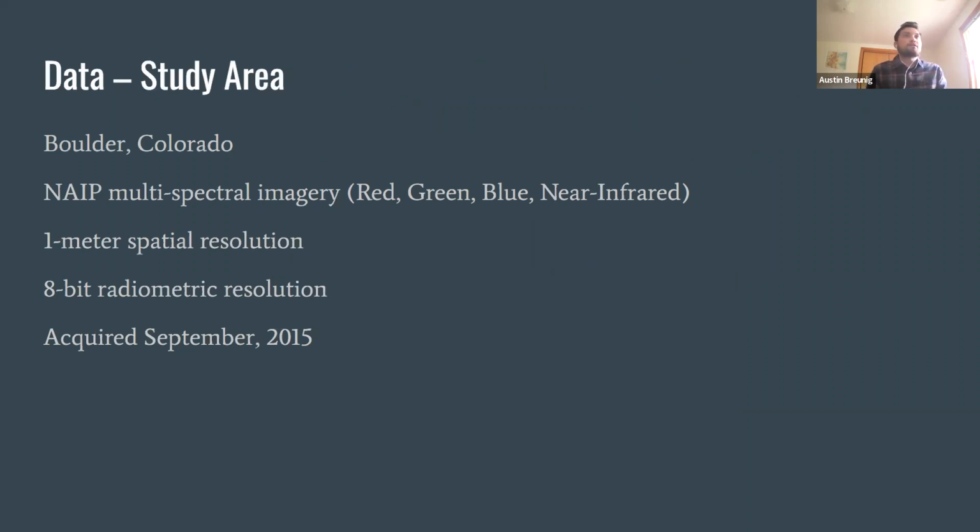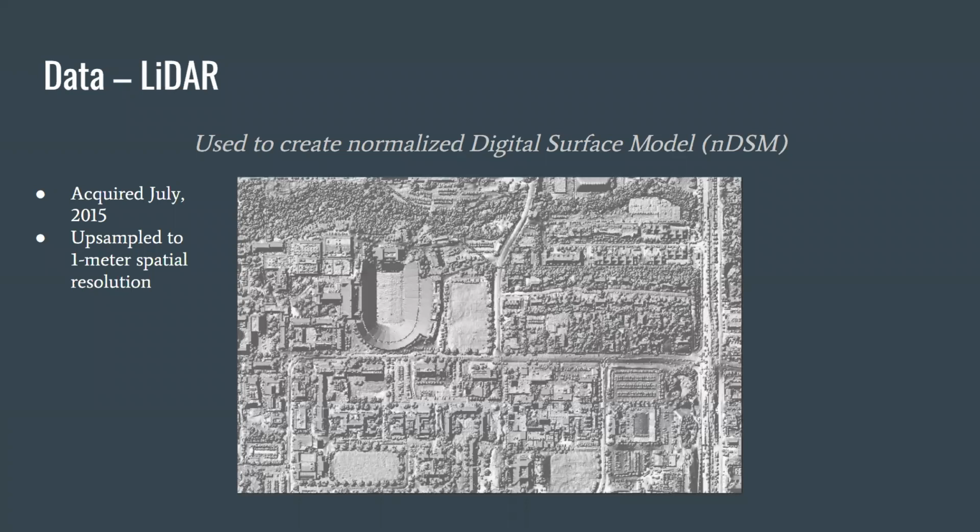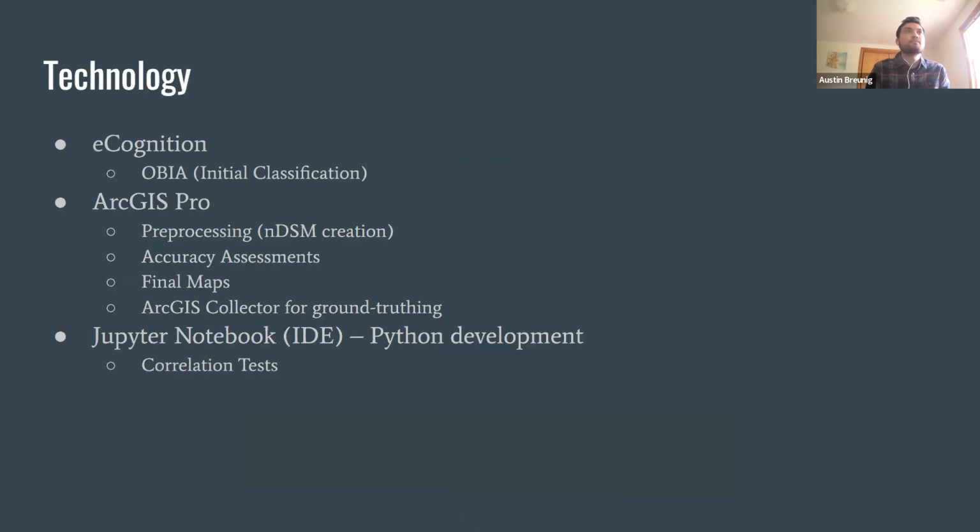I used NAIP multispectral imagery of 1 meter spatial resolution, acquired in 2015. Here's an example, on the left is the full NAIP tile and some color infrared on the right. I also used LiDAR. This was to create a normalized digital surface model, which would help in both the correlation test and the initial classification, and tagging height attribution to all objects. This was also acquired in 2015, and it's at 1 meter spatial resolution.